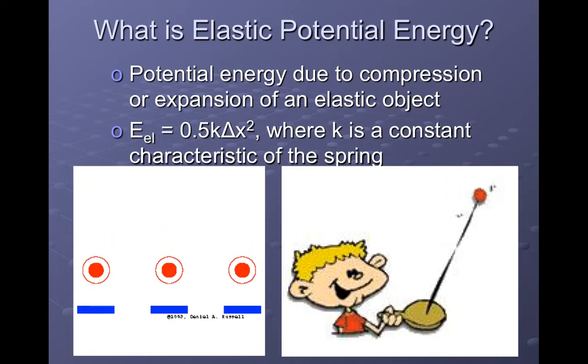What is elastic potential energy? Elastic potential energy is due to compression or the expansion of an elastic object. It has an equation equal to 0.5 k x delta x squared, where k is a constant of the characteristic of the spring. X refers to how much it compressed, and 0.5 has to do with 1/2.